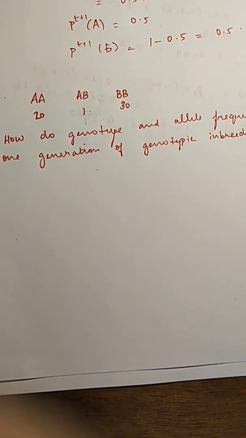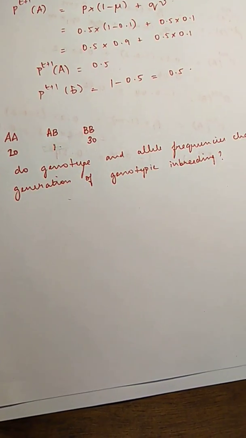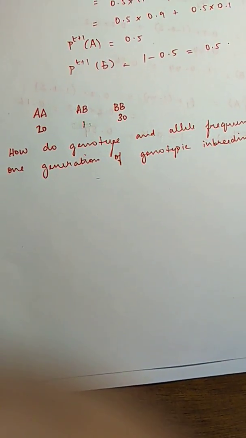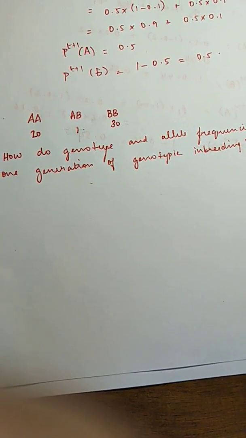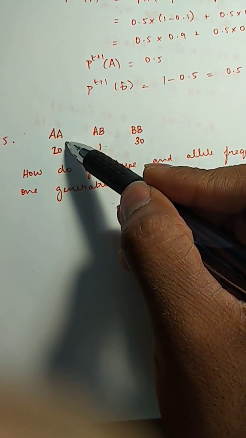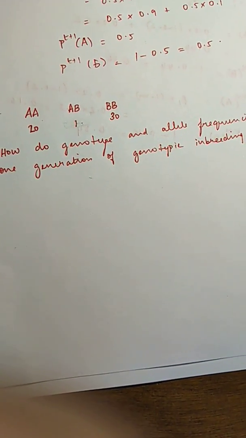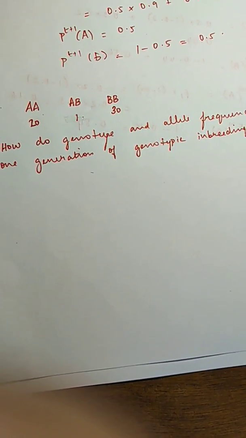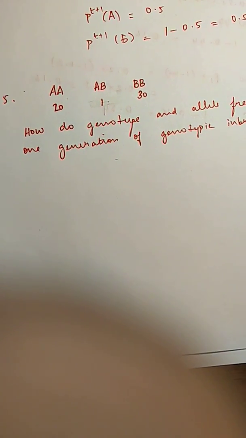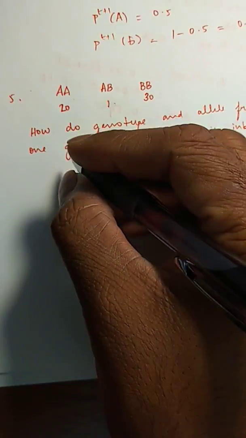Okay, so we're not going to do a test of Hardy-Weinberg in this case, but instead I'm going to ask you, how do genotype frequencies and allele frequencies change after one generation of genotypic inbreeding? In other words, AA individuals only mate with AA, AB with AB, and BB with BB. And we've derived the formulae for how allele frequencies and genotype frequencies change from one generation to the next if this population is indeed inbreeding. So let's write those formulae out.